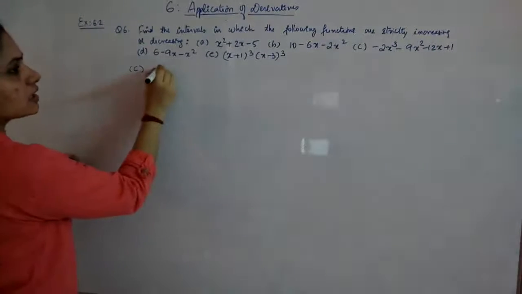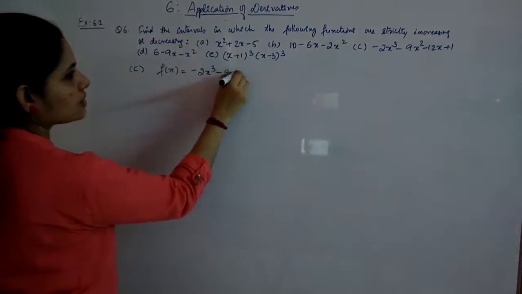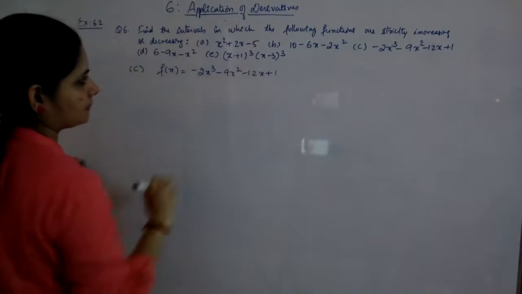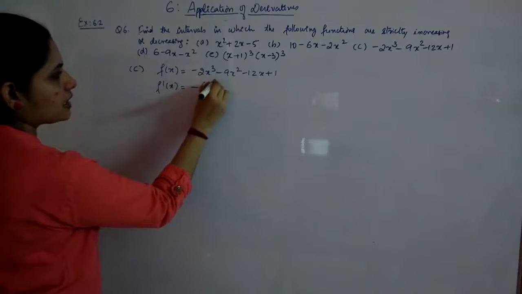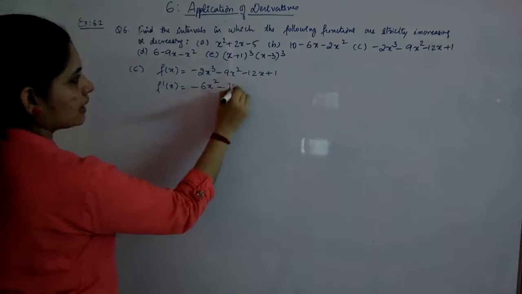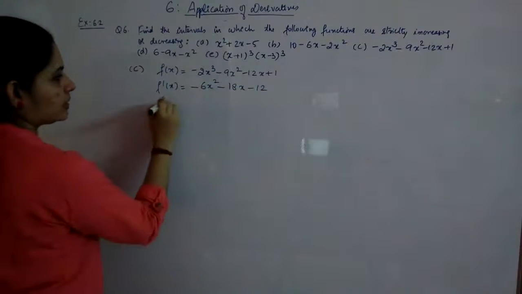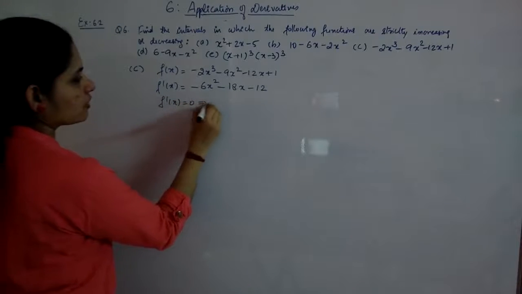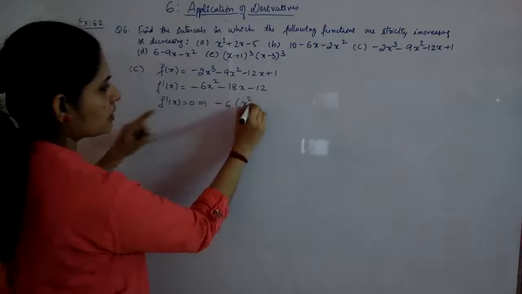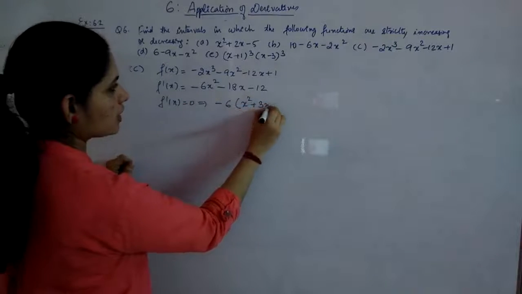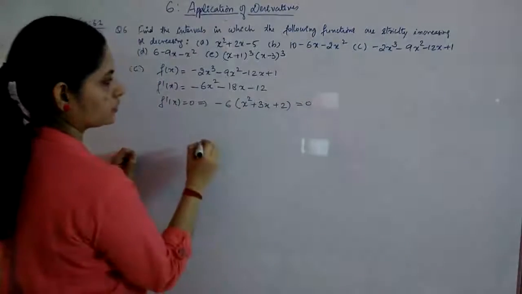Subdivision C: you are taking f of x as minus 2x cube minus 9x square minus 12x plus 1. What will be f dash of x? You will get minus 6x square minus 18x minus 12. That means f dash of x equal to 0 will give you, if I take minus 6 out, x square plus 3x plus 2 equal to 0.